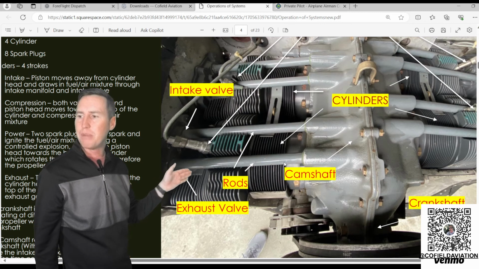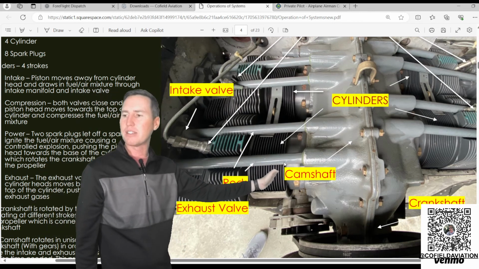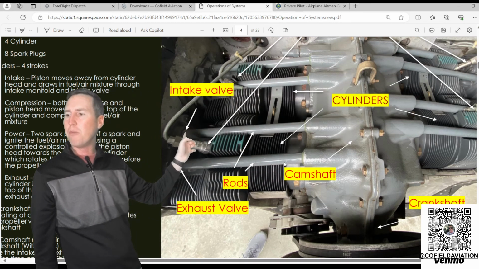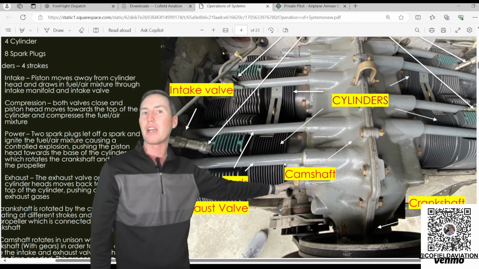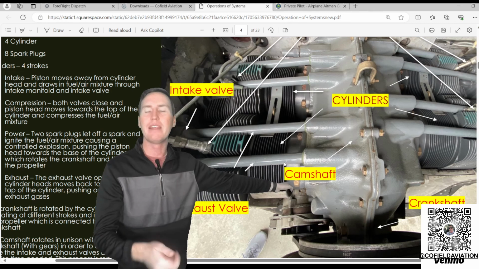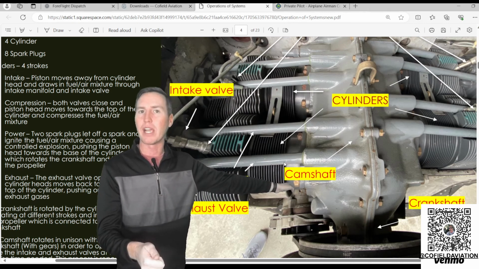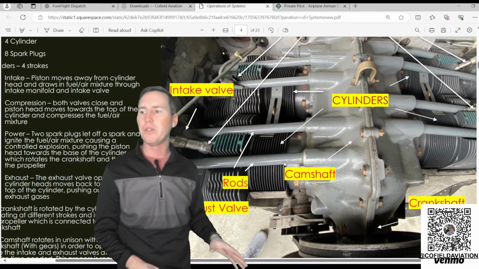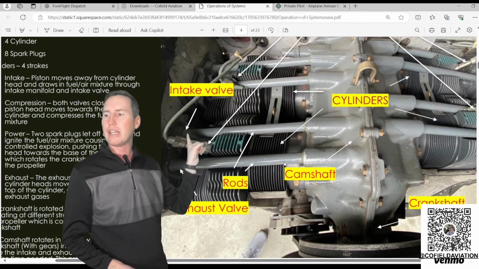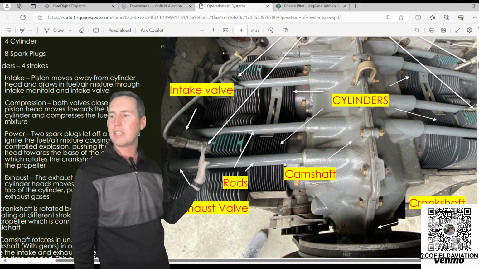So what happens is our piston moves this direction inside the cylinder. The rod opens up our intake valve, and so it draws our fuel-air ratio. You remember where we make that is in our carburetor. In our carburetor with the mixture, we control the fuel-air ratio. So that gets sucked in through this intake valve.